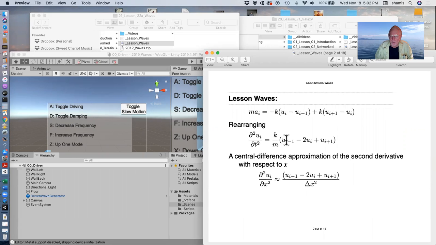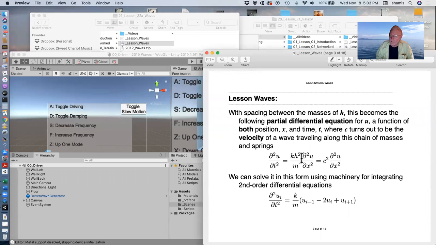Now, the other thing to recognize is this right-hand side looks like a central difference approximation of a second derivative. So this stuff over here is delta x squared times the second derivative of u with respect to x. And this actually turns out to be something called the wave equation, where this stuff in front of the second derivative with respect to x is the velocity squared of a wave that travels along this chain of masses.